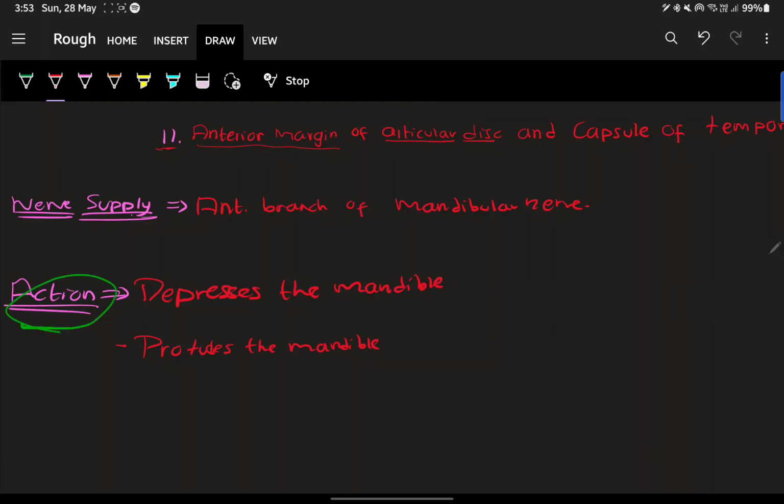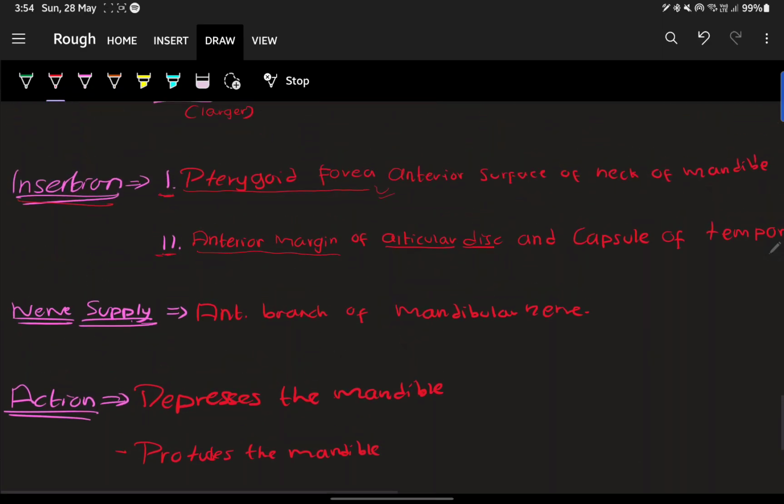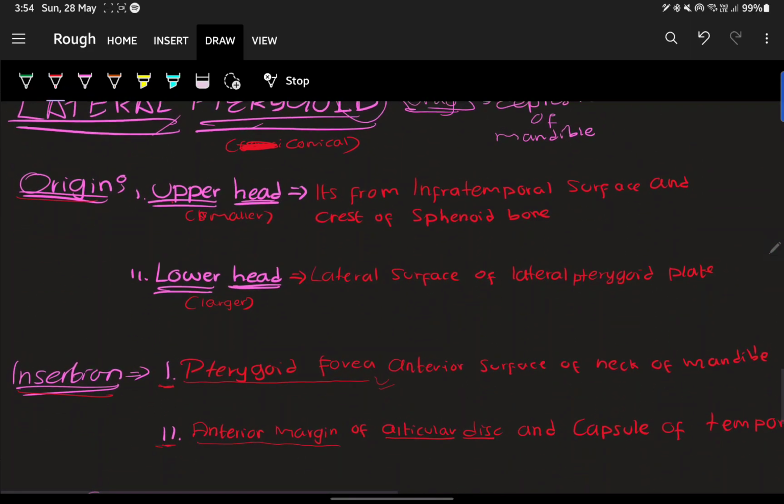Okay, so action, like we said, this is the lateral pterygoid. It depresses the mandible. Okay, it protrudes the mandible. And then its nerve supply is from an anterior branch of mandibular nerve. Talking about the origin, just remember this much. So it has upper head and lower head.